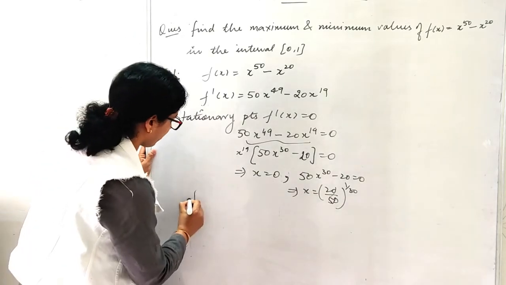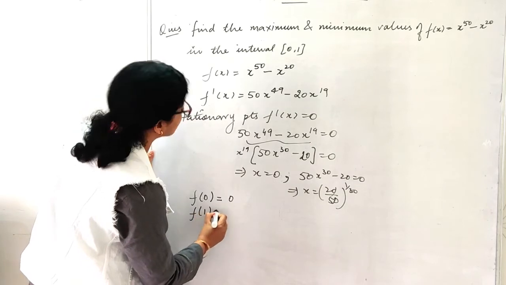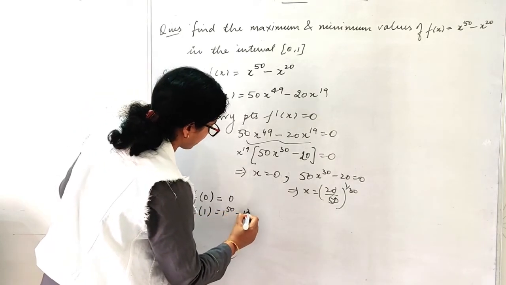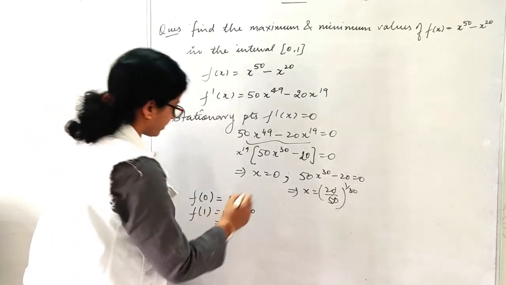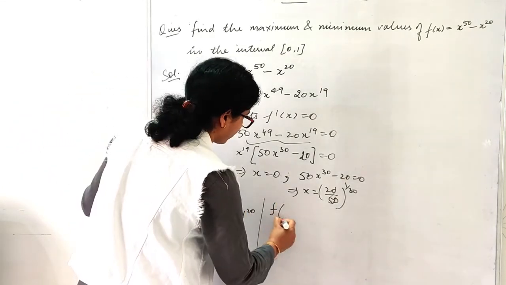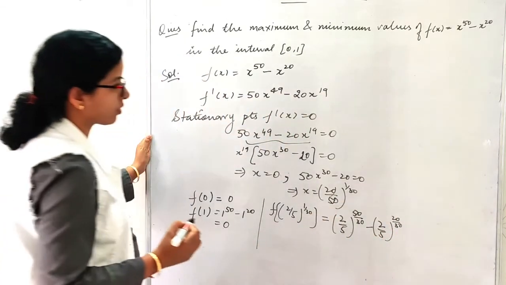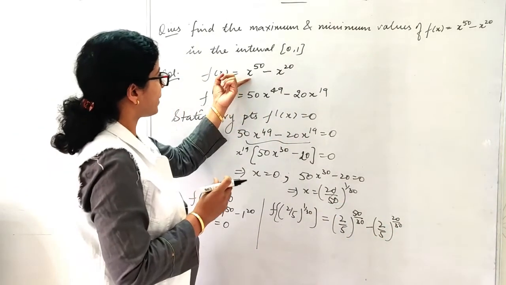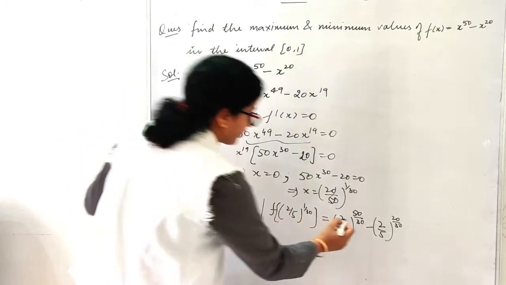Right? So f(0). f(0) is 0, right? f(1), if we find out, 1 to the power 50 minus 1 to the power 20, again it is 0. Okay? And now we will find f((2/5)^(1/30)). Is this step clear or not? So I have substituted in place of x, (2/5) raised to the power 1/30.